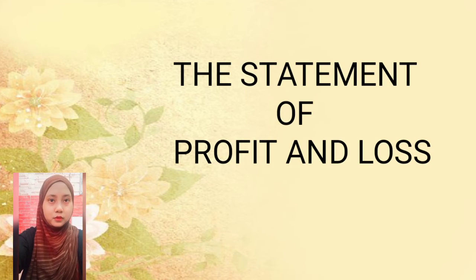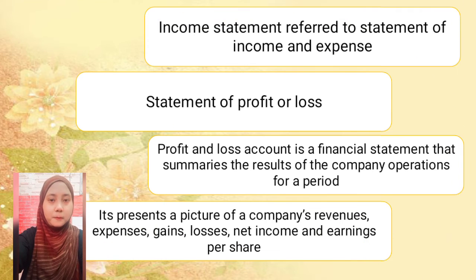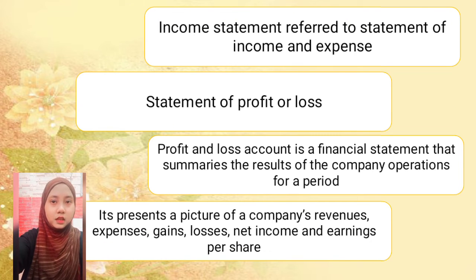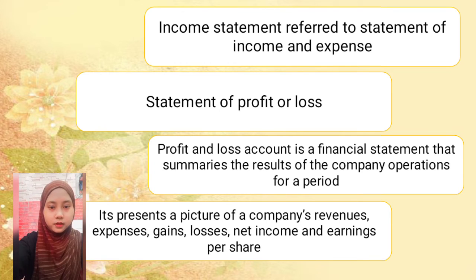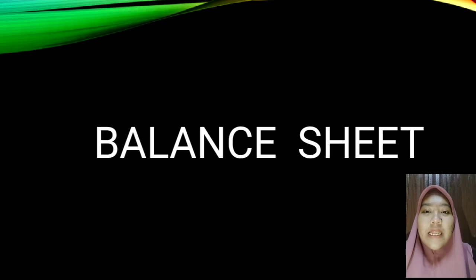Next, we move to the statement of profit and loss. The profit and loss account is a financial statement that summarizes the result of the company's operations for a period. Income statement refers to the statement of income and expenses. It presents a picture of a company's revenues, expenses, gain, loss, net income, and earnings per share. That's all. Thank you.